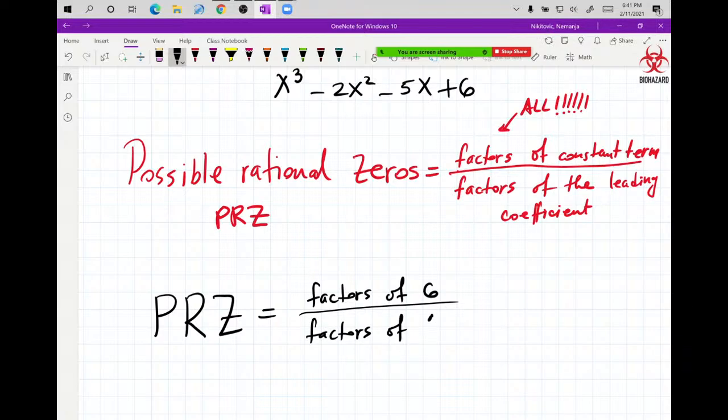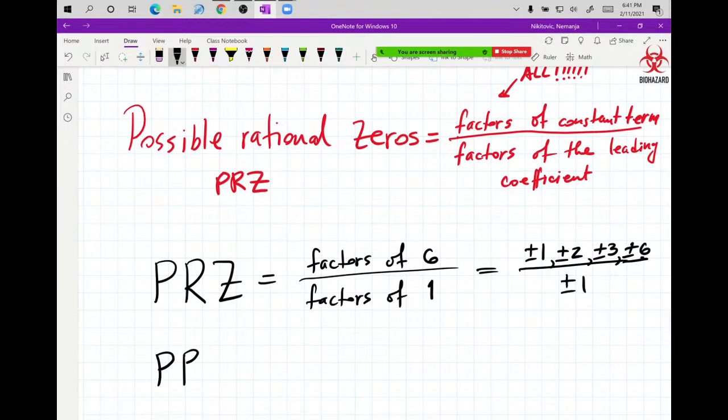factors of 1. Your leading coefficient is the highest exponent, which is x cubed in this case, and the coefficient in front is 1. We don't write 1, but we know it's there. 1 times, right? So what are the factors? What are all factors of 6? Well, all factors of 6 are plus minus 1, plus minus 2, plus minus 3, and plus minus 6. Factors of 1 are just plus minus 1.